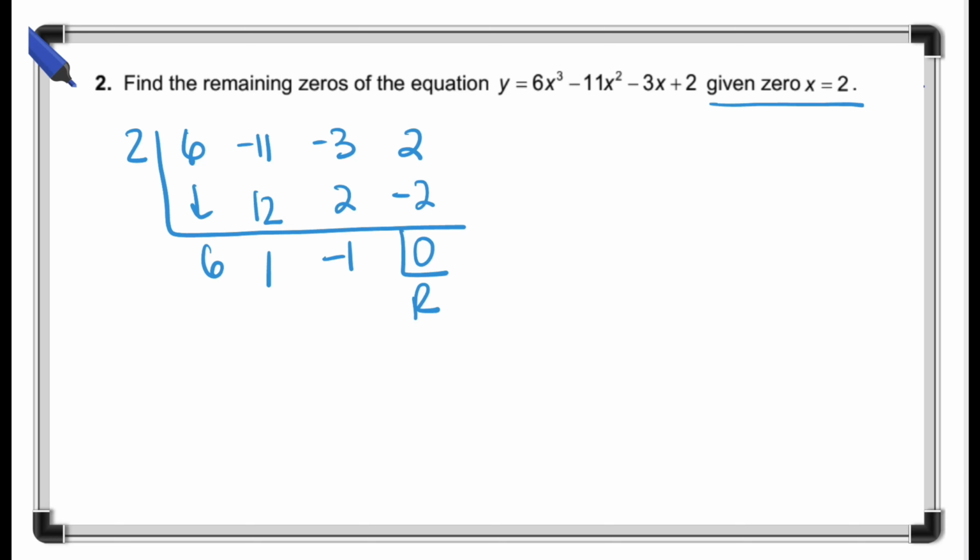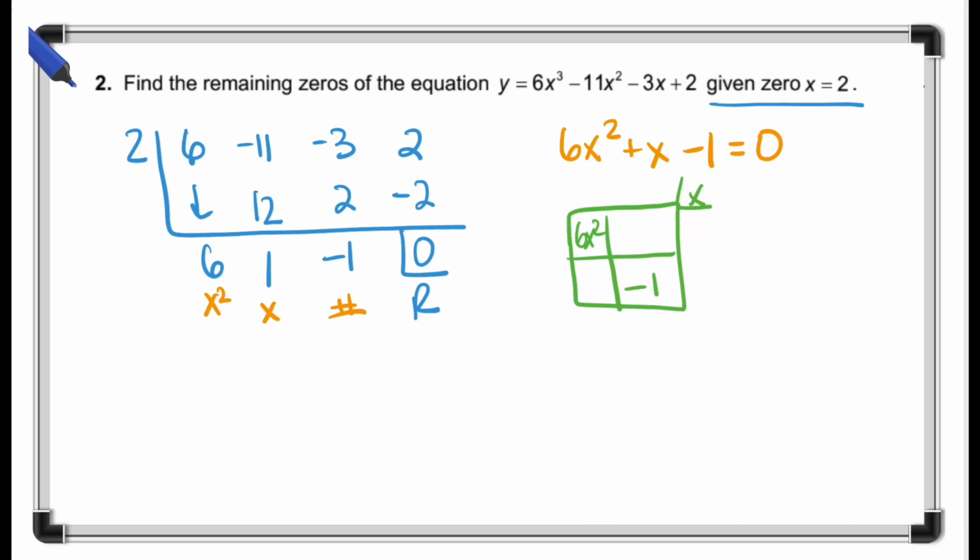Okay, so remember when you're writing your equation, we had dropped down a degree. So this is really your x squared, this is really your x, and this is really your constant. This gets you 6x squared plus x minus 1, and it's going to equal 0. Now you're going to go ahead and factor this, so you can use your box, or you can do guess and check, or you can do split the middle. So you got 6x squared, you got plus x, and then a minus 1.